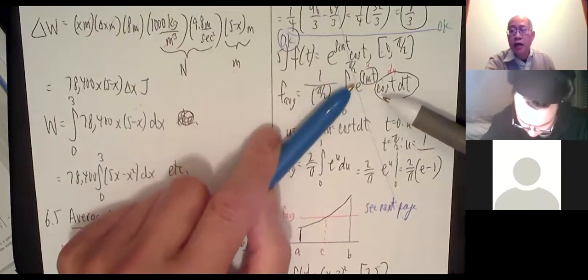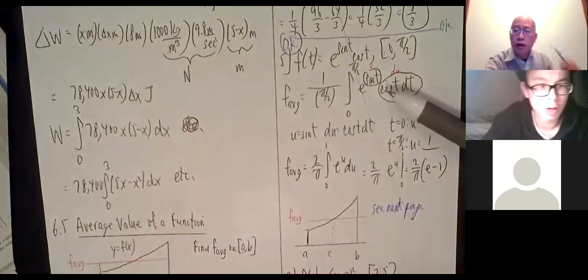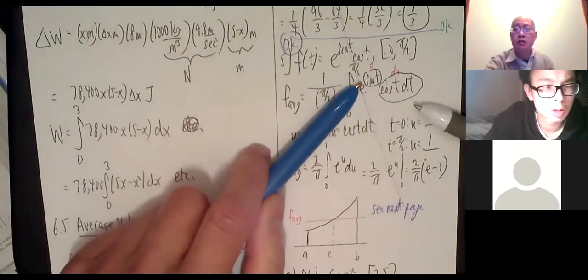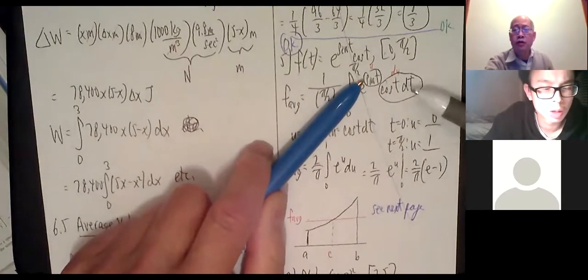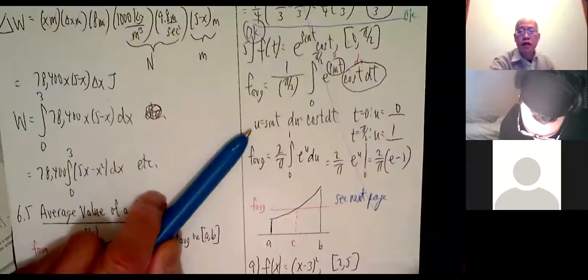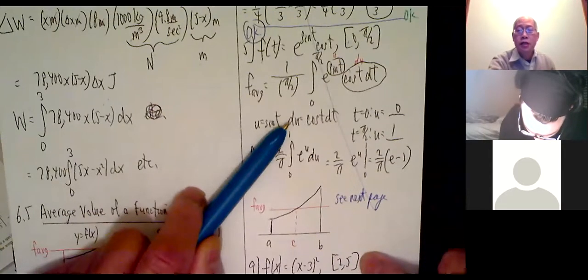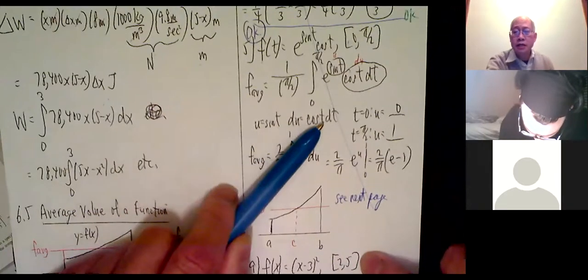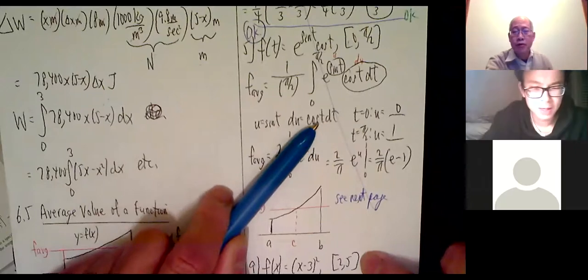Okay, on two fronts. I can make it easier if I say e to the u, and then I also ask myself, do I see the derivative of sine of t elsewhere in the problem? Yes, cosine t. So that's how I substitute. So u equals sine of t, du equals cosine t dt. That's the way we write it.